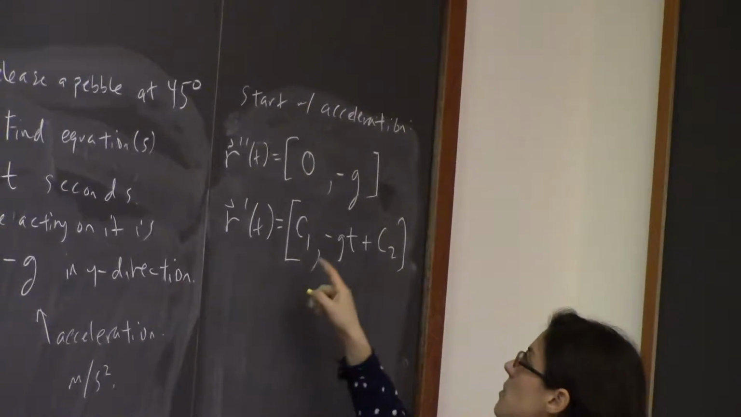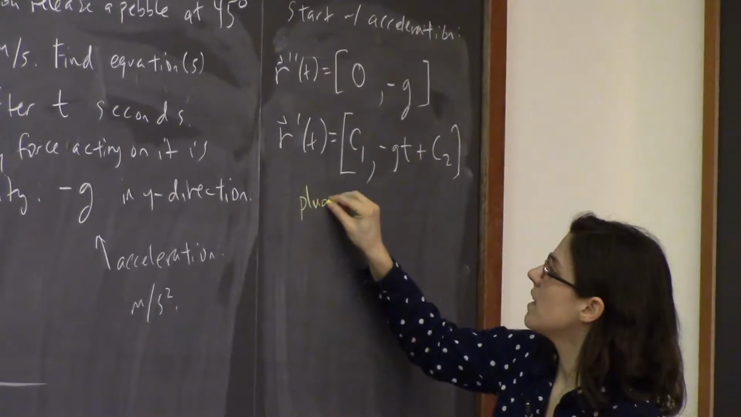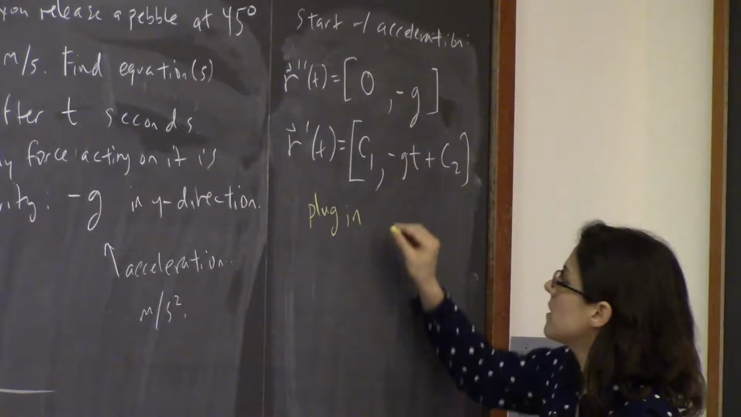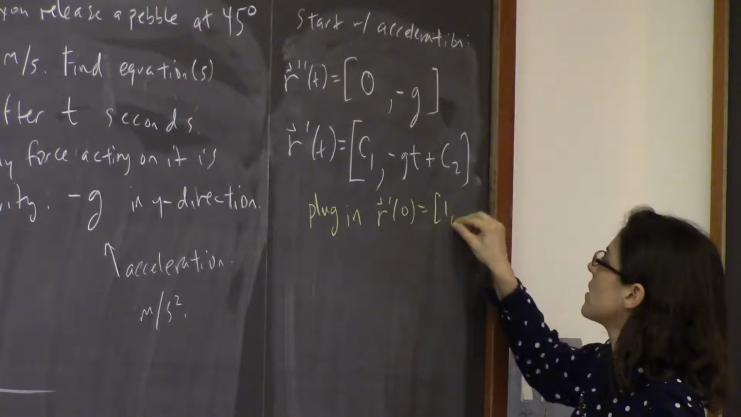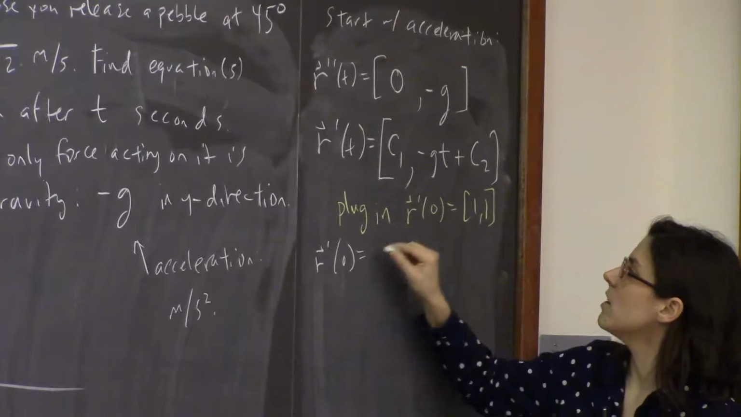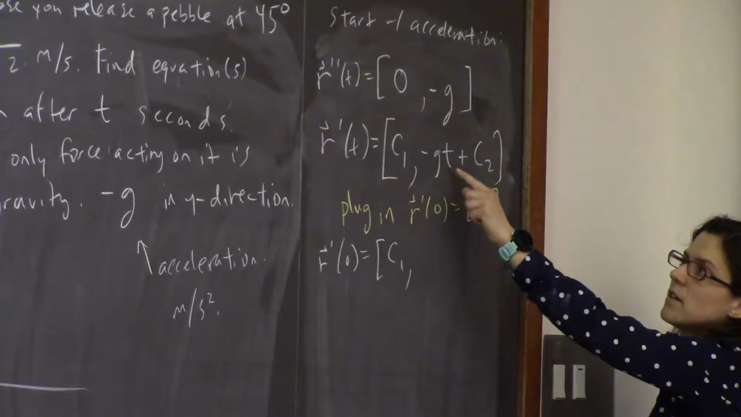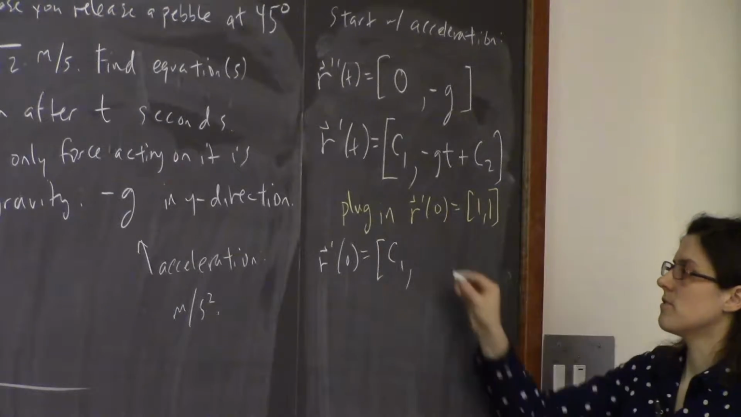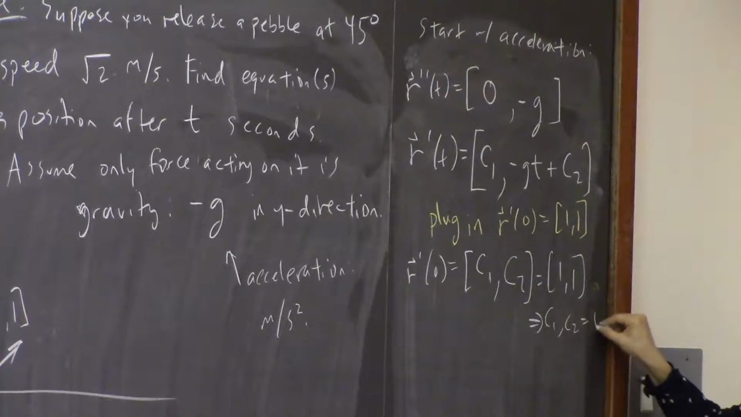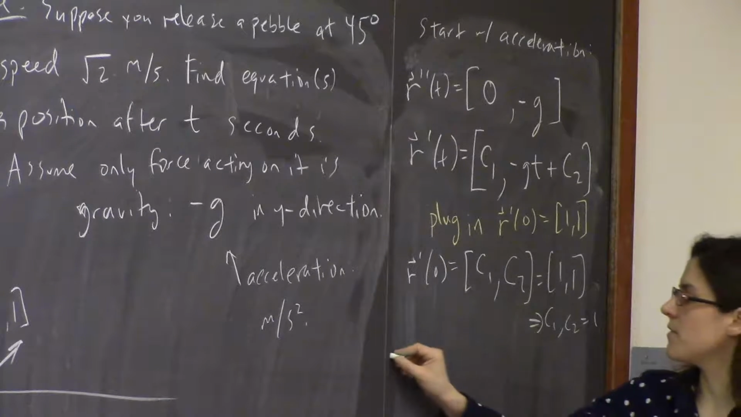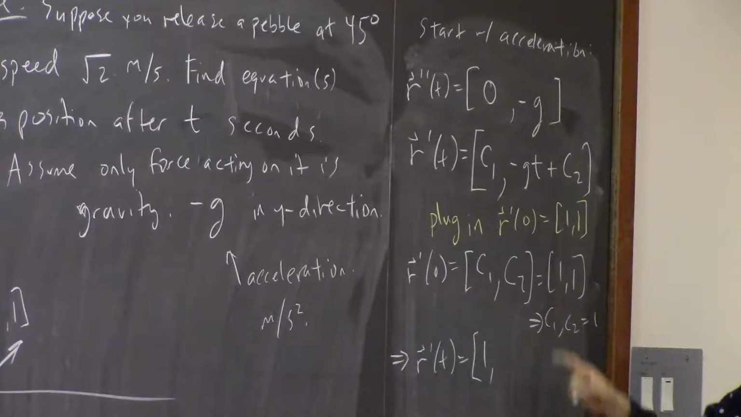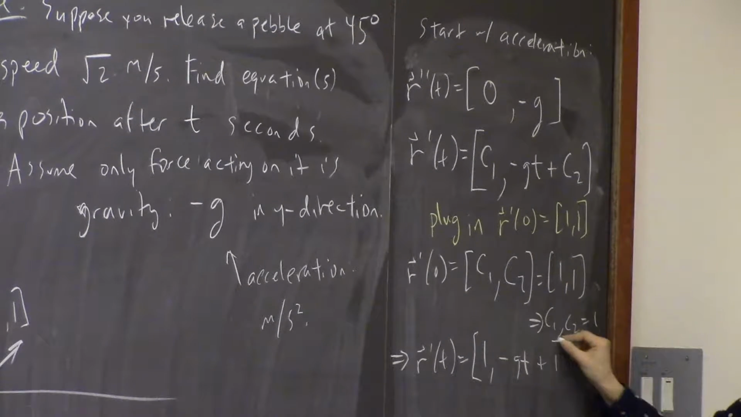And now we plug in. We want to know what these constants are, so we plug in what we know about the velocity at the beginning. So r prime of 0 is 1, 1. From our equation, if we plug in 0 for t, we get c1, comma, c2, and that equals 1, 1. So that tells you that c1 and c2 are both 1. OK, so we can triumphantly conclude that r prime of t is 1, comma, negative gt plus 1.